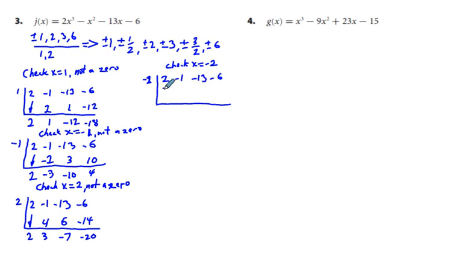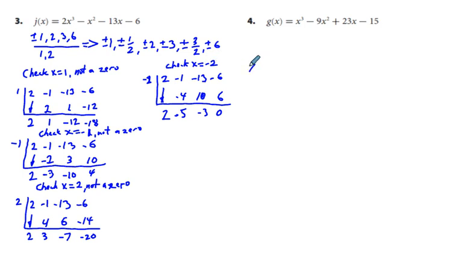And so we bring down this 2. Negative 2 times 2 is negative 4. Negative 1 plus negative 4 is negative 5. Negative 2 times negative 5 is 10. Negative 13 plus 10 is negative 3. Negative 2 times negative 3 is 6. And we have 0. So x equals negative 2 is a 0.